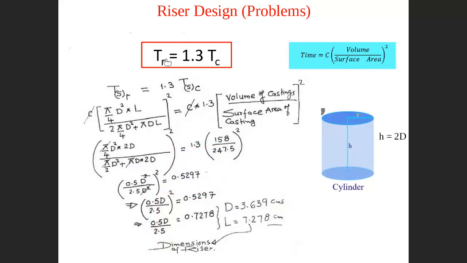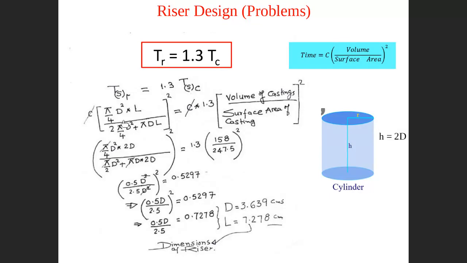So this is the equation. Time here equals C V divided by A squared, equal to 1.3 C V divided by A squared. C is equal here and here. Then go. This is the riser, and this is the cast. In the cast, we know the volume. The volume is 158, which we calculated in the previous slide. Then 1.3 multiplied by the volume, 158. The surface area of the cast we also know.